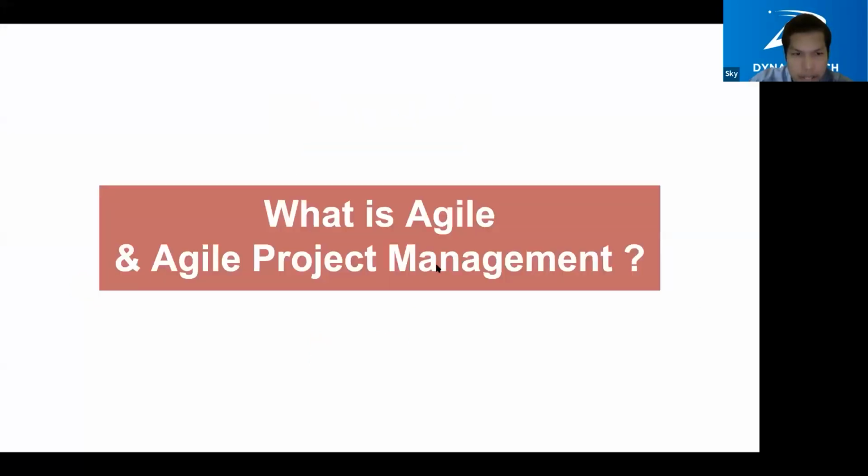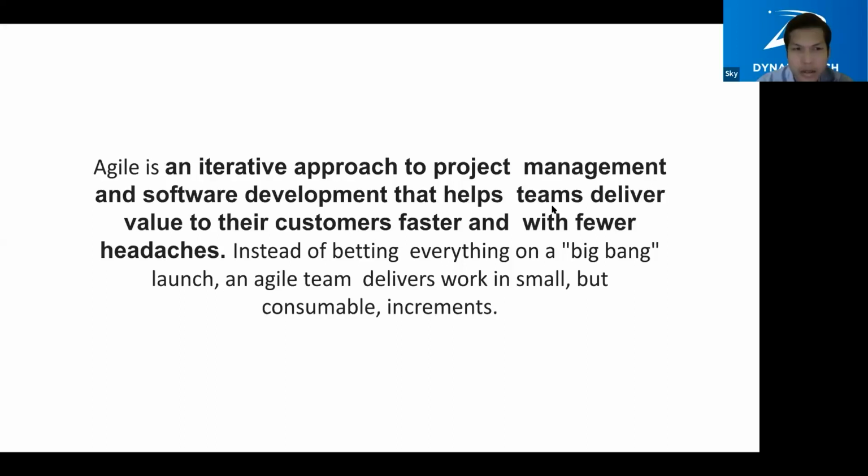So what is Agile and Agile project management? Agile is an iterative approach to project management and software development that helps teams deliver value to their customers faster with fewer headaches. Instead of betting everything on a big bang launch, an agile team delivers work in small but consumable increments.